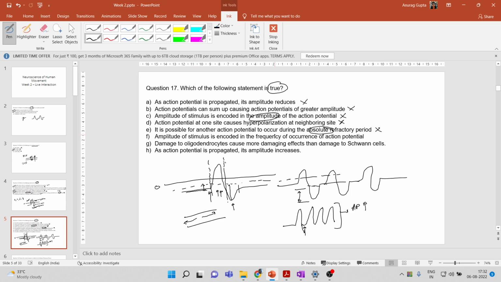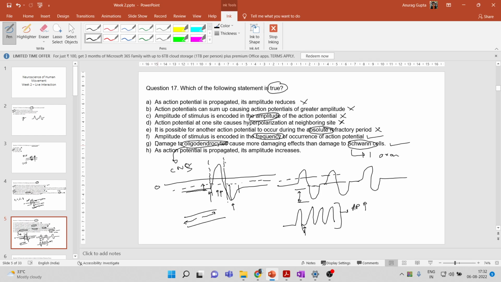Amplitude of stimulus is encoded in the frequency of occurrence of the action potential. This is correct; I just explained this. And: damage to oligodendrocytes causes more damaging effects than damage to Schwann cells. This is true, because one oligodendrocyte myelinates up to 50 axons, or more, and this is in the central nervous system, whereas one Schwann cell myelinates only one axon, and this is in the peripheral nervous system.